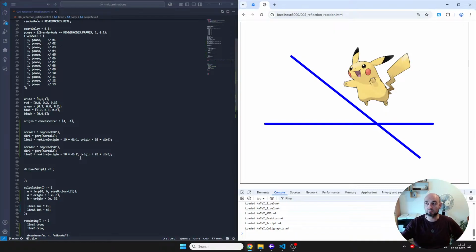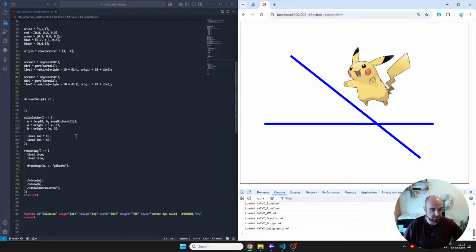Now I'm thinking about, do I want to have an arrow which indicates that it is a flip, or do I want to just have the flip? And I want to have the original Pikachu, and I also want to have the reflections. So we want to have copies of that.